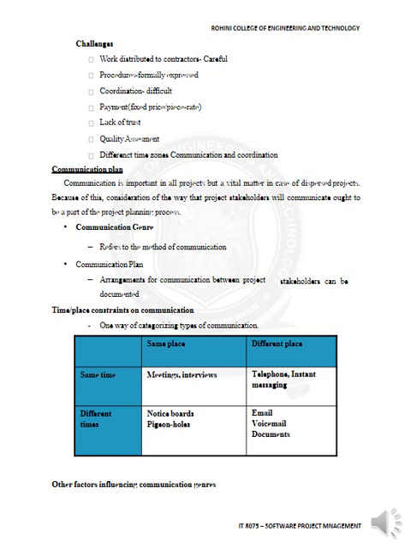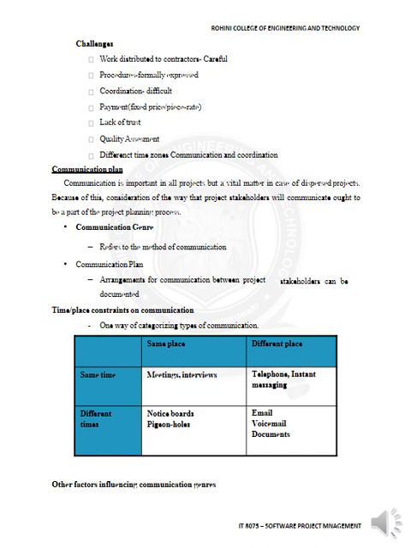So, communication plan. Communication is important in all projects, but it is a vital matter in the case of dispersed projects, because the way that the project stakeholders will communicate has to be part of the project planning process. Communication genre refers to the method of communication. In the communication plan, arrangements for communication between project stakeholders can be documented, along with time or place constraints on communication.